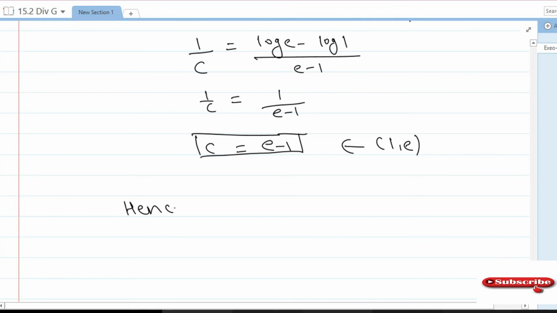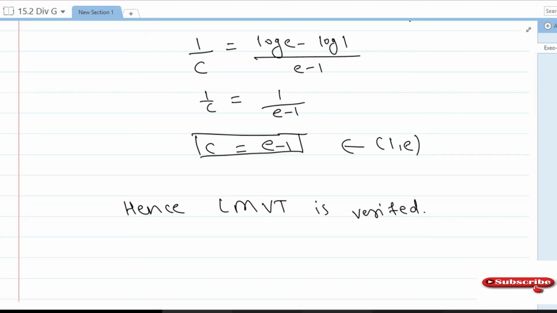Hence Lagrange's mean value theorem is valid.